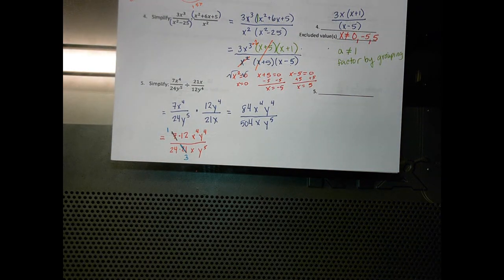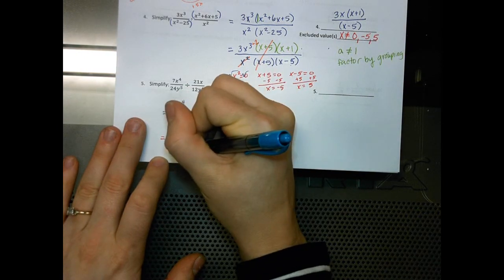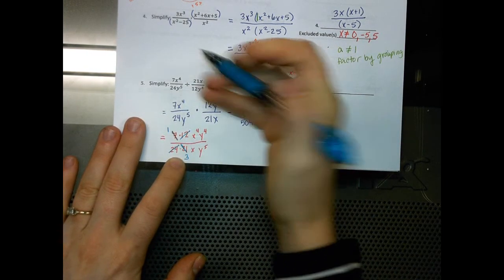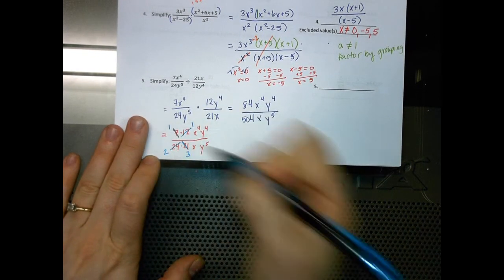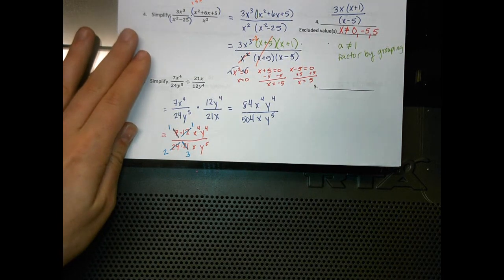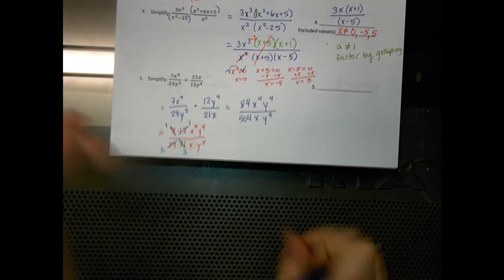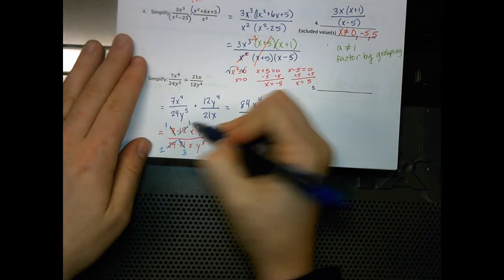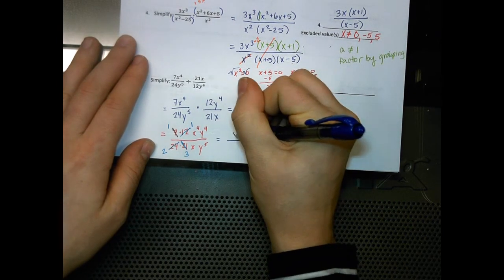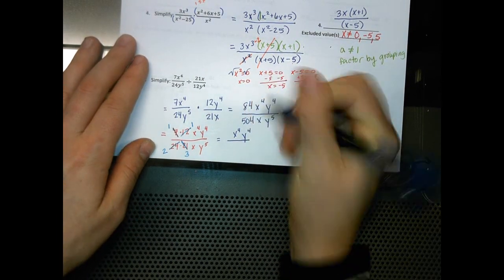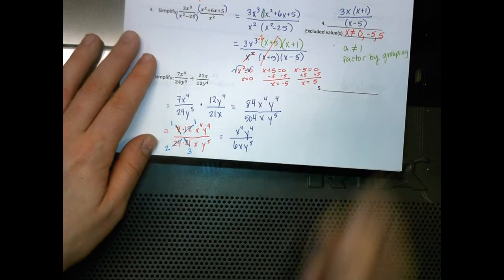All right. Over here, if I divide by 12, are these numbers both divisible by 12? Yes, 12 divided by 12 is 1. 24 divided by 12 is 2. Okay, so for my coefficients, 1 times 1 is? Not a trick question. 1. 2 times 3 is? 6. So 1 over 6.